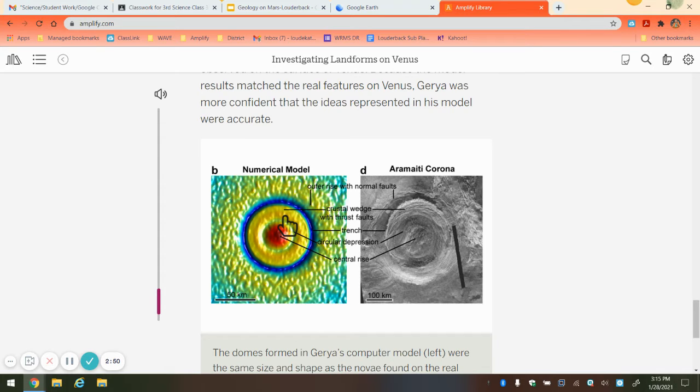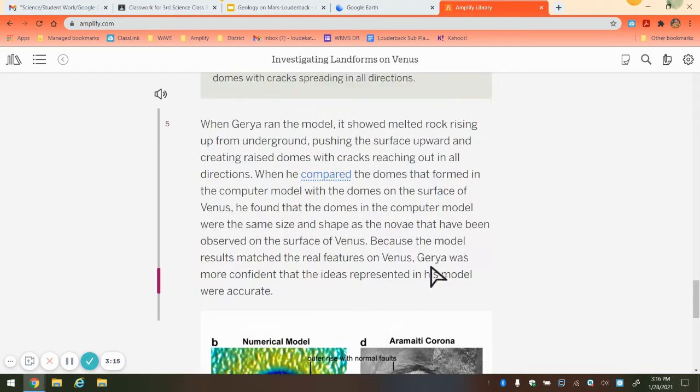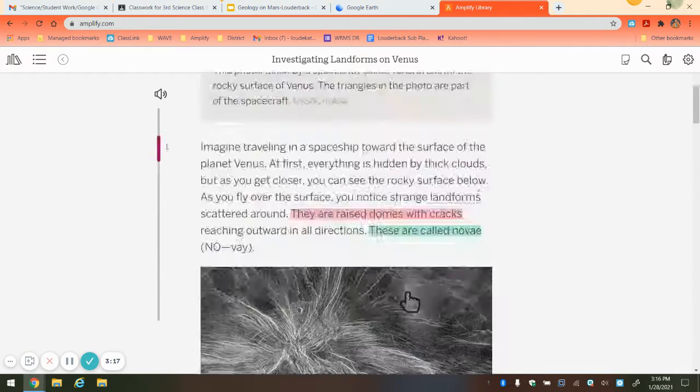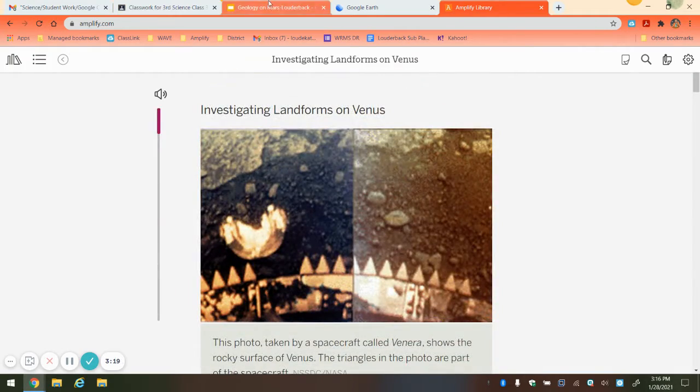And what ended up happening was that the computer model created a dome of the same shape and size as those found on Venus. So it kind of shows that when we can't necessarily go or see material in a subject or field of science, sometimes we make a model, like Garay did here, to understand how a geologic process is made. So in this case, our computer model made a similar novae found on Venus. All right, so we're going to be doing similar things in our unit with geology on Mars.